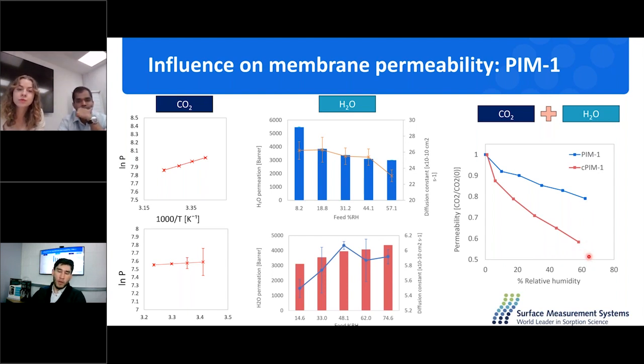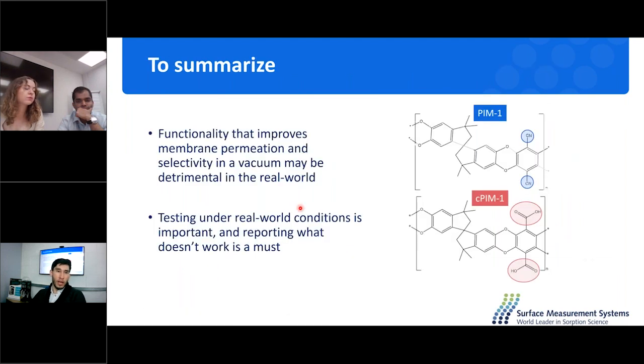So even though, in theory, this functionality that was introduced in the material improves membrane permeation and selectivity for CO2 nitrogen separations, because in the real world water is present, this functionalization did not really improve the selectivity when water is being added.